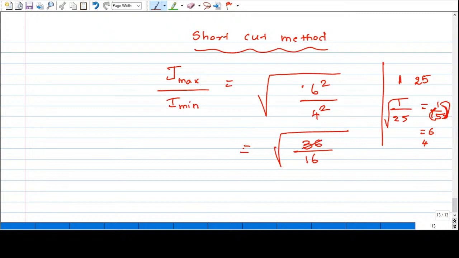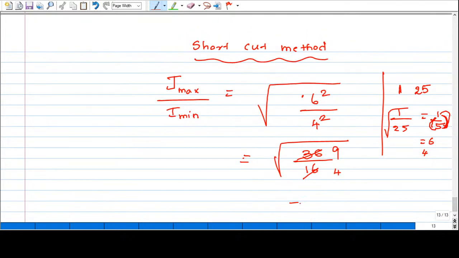Then you can cancel it by the 4 table. 9 times 4, correct? So we get root of 36 by 16, correct? So then what will be the answer? Root of 9 by 4 will be our answer.